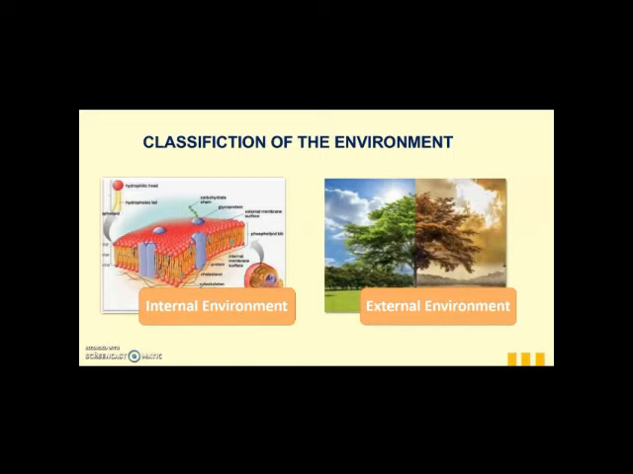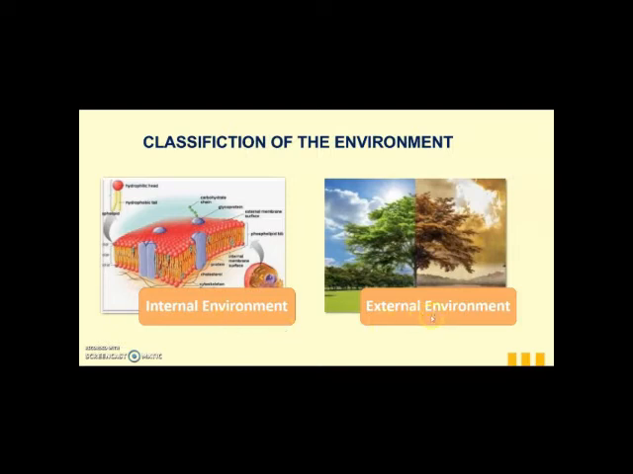Now, coming to the classification of environment. Environment can be classified into two major classes, the internal environment and the external environment. The internal environment is also called microenvironment, and it consists of each and every component part, every tissue, organ, and organ system within the human body, and it is the domain of internal medicine.